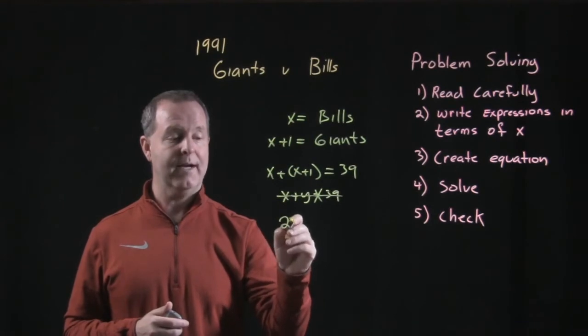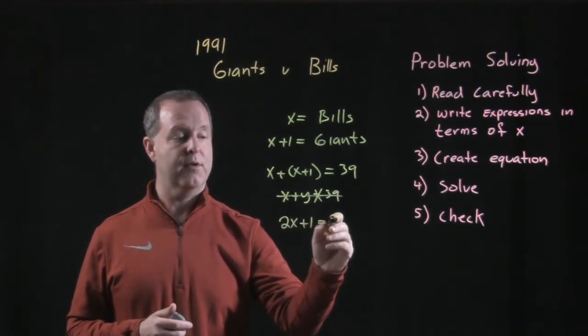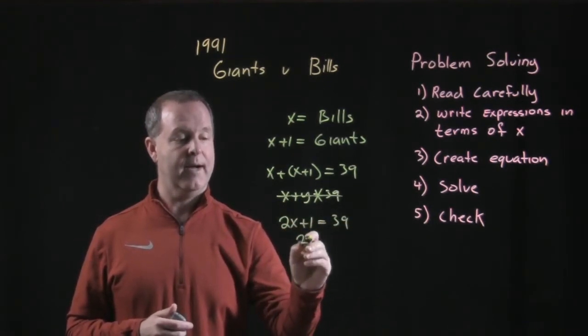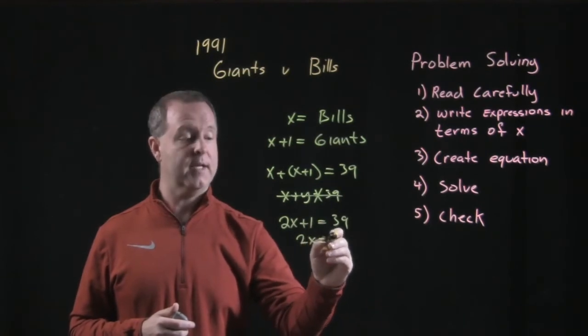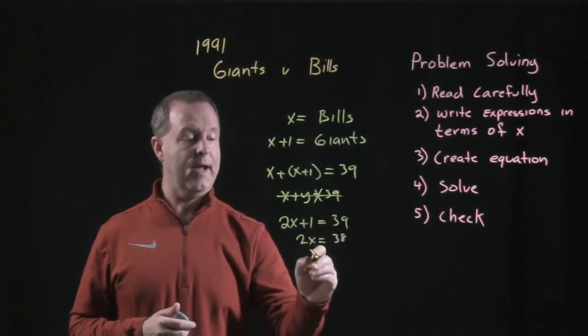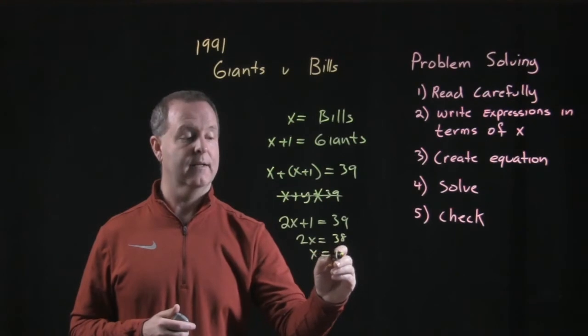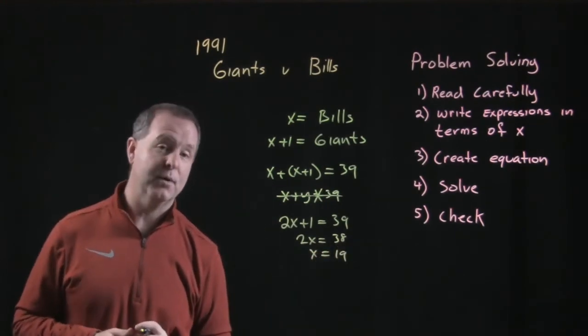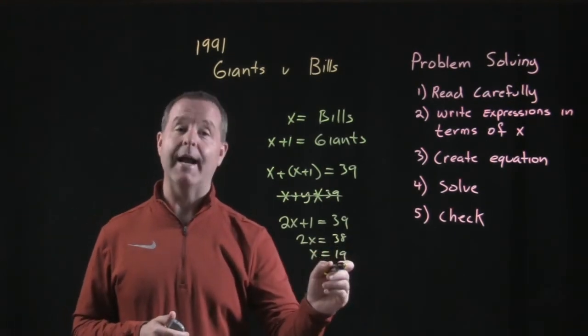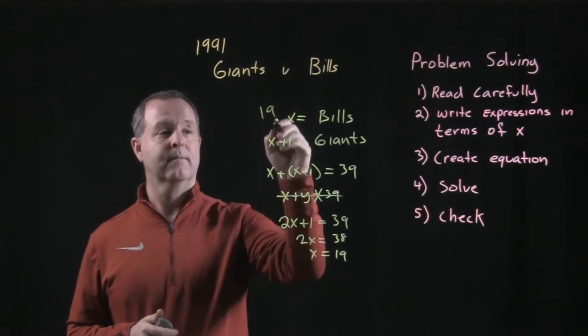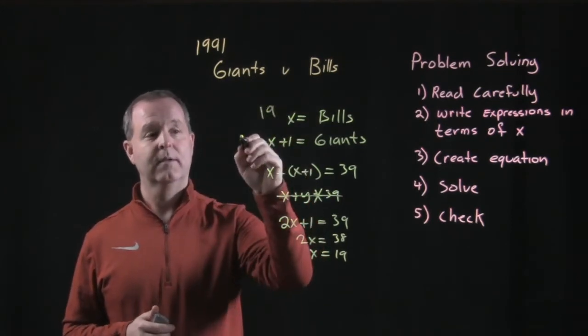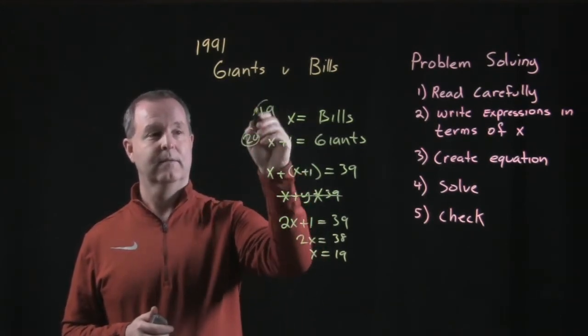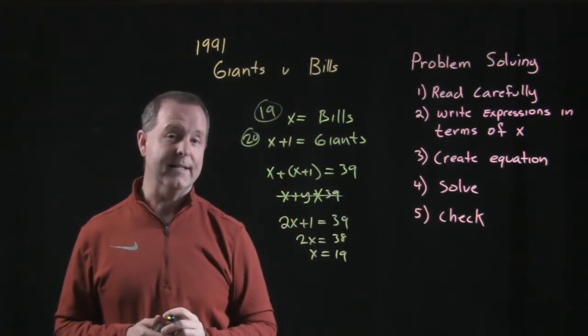That produces 2x plus 1 equals 39. Subtract 1 from both sides: 2x equals 38. So x equals 19. So how many points did the Bills score that game? They scored 19 points. How many points did the Giants score? 20. Final score is 20 to 19.